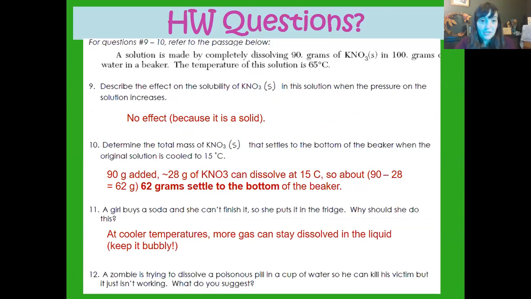Number 10, determine the total mass of potassium nitrate solid that settles to the bottom of the beaker when the original solution is cooled to 15 degrees Celsius. So we can see up here in the description that they dissolved 90 grams of potassium nitrate. So 90 grams were added, but then it was cooled down to 15 degrees Celsius. And if you look at table G, solubility curves, at 15 degrees Celsius, it looks like about 28 grams of potassium nitrate can dissolve at that temperature.